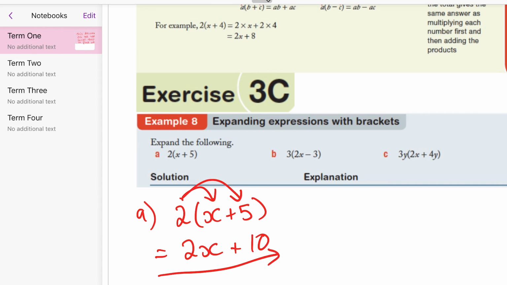2x plus 10. Now we're only asking you to expand. There's not much more you can do. You can't solve it. We haven't told you anything about that. So all you're doing is expanding.